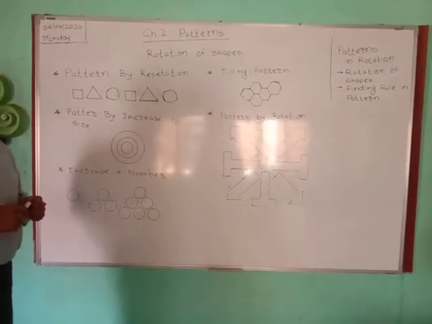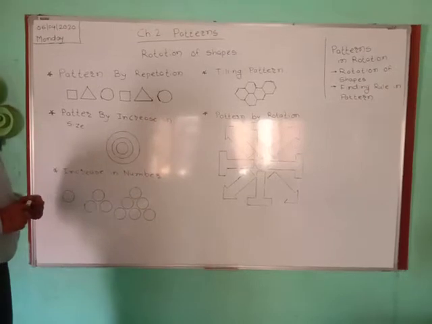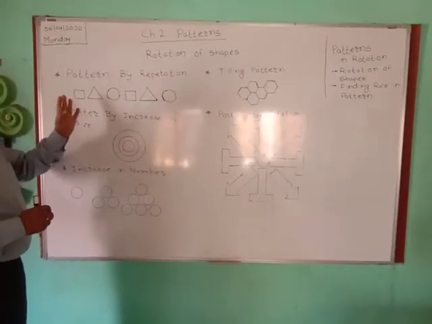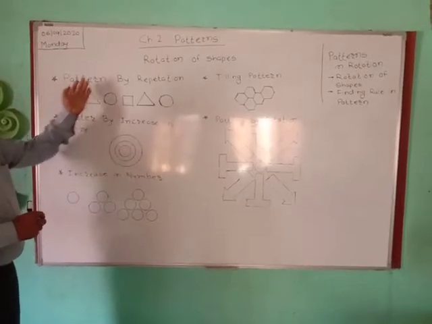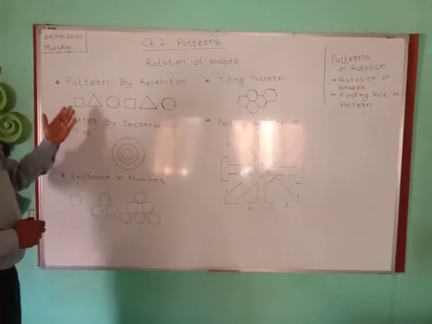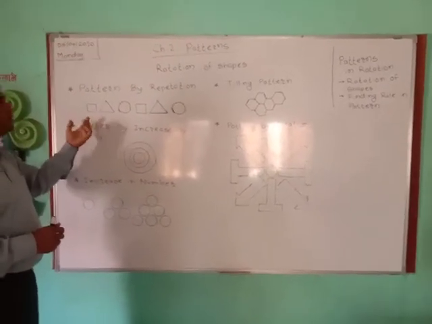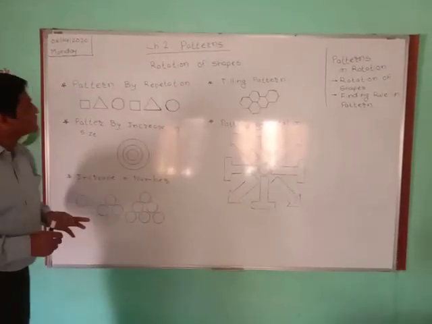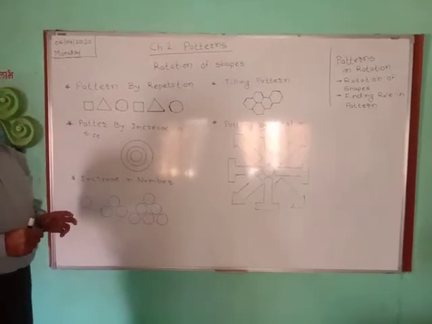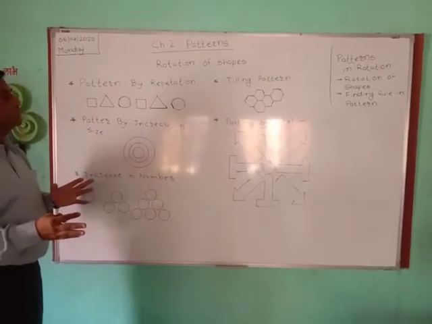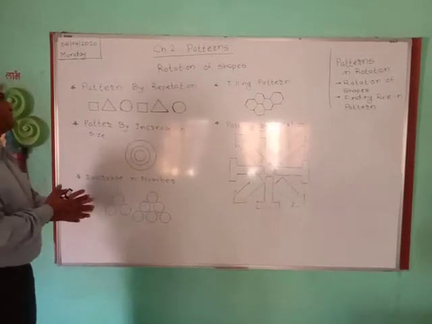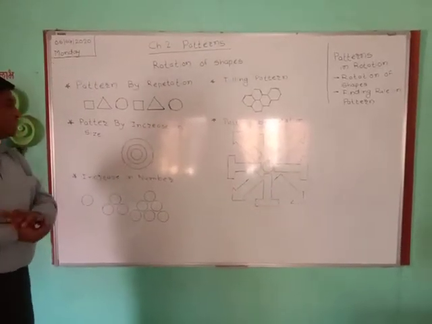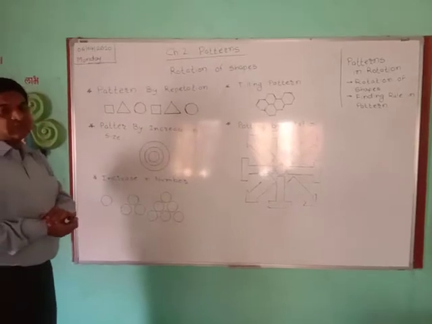Last year, we have seen the patterns due to the repetition of shapes, in which shapes are repeated one after another. For example, square, triangle, circle, square, triangle, circle. Such a pattern which is formed by the repetition of shapes is known as a pattern due to repetition, or pattern by repetition. We have seen this in last year.